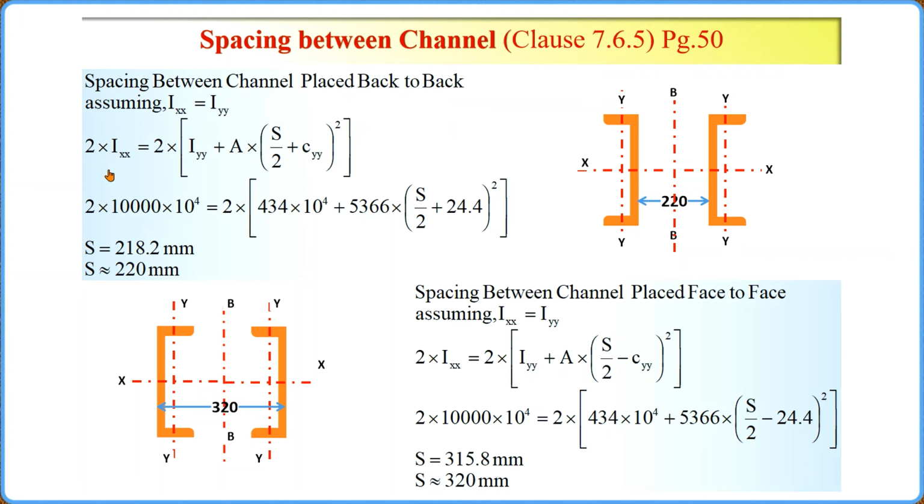So equating both the moments of inertia, Ixx equals 2 into Iyy. Here Iyy is the moment of inertia about the BB axis. After putting all these values, we are getting the spacing as 218.2 mm, that is, spacing equals 220 mm. This is the situation when we are keeping channels back to back, the spacing is 220 mm. Whereas when we are placing the channels face to face, then the spacing we are getting is 320 mm. We know that spacing is nothing but the distance between two webs.